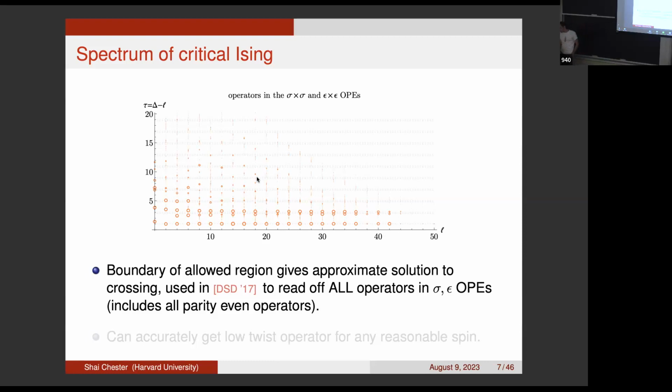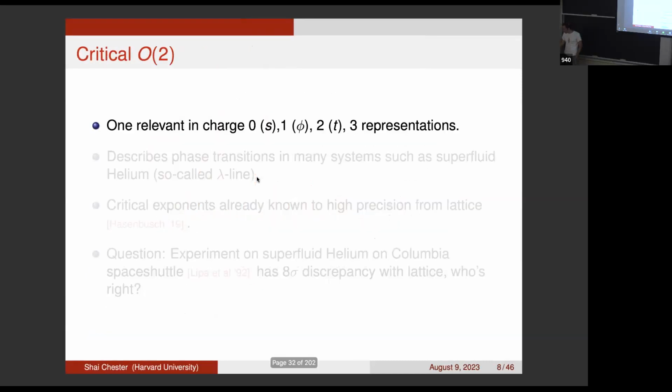But still, nonetheless, you're able to see the lowest few operators, and one could imagine that just by pushing precision higher and higher, maybe you could see enough low-lying operators for any question you would reasonably be interested in. Okay, so moving on from the Ising model, we can now talk about the O(2) model.